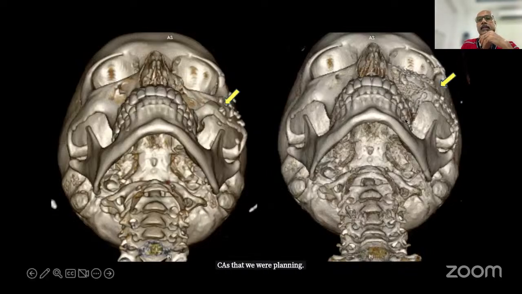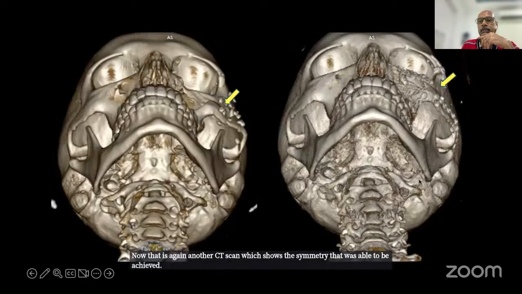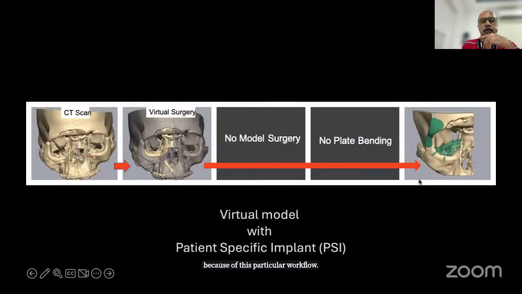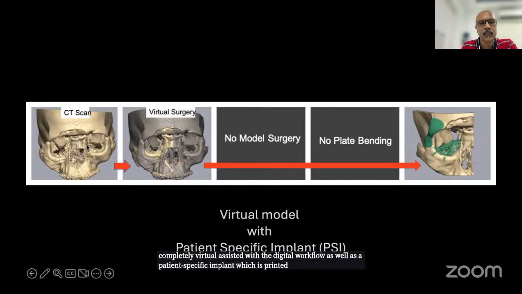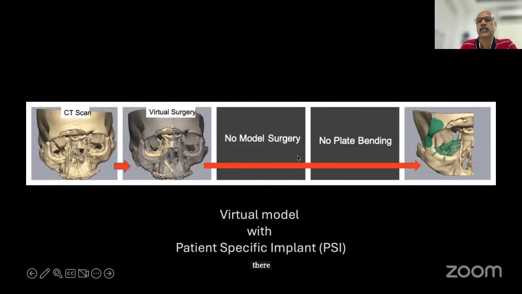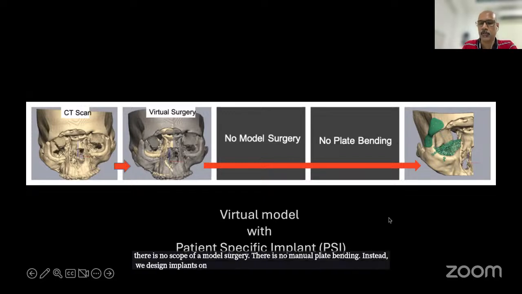Now that is again another CT scan which shows the symmetry that was able to be achieved because of this particular workflow. Now the next step, or what we follow currently, is completely virtual assisted with the digital workflow, as well as a patient-specific implant which is printed. So you have the CT scan again, you have the virtual surgery being performed. There is no scope of a model surgery. There is no manual plate bending. Instead, we design implants on the virtual model, which could be printed.